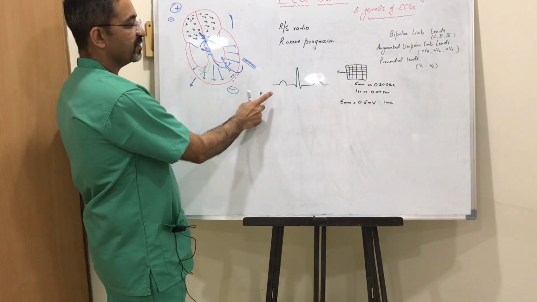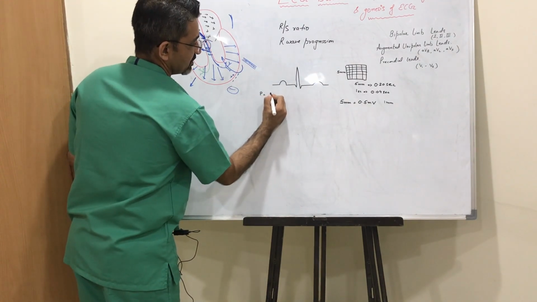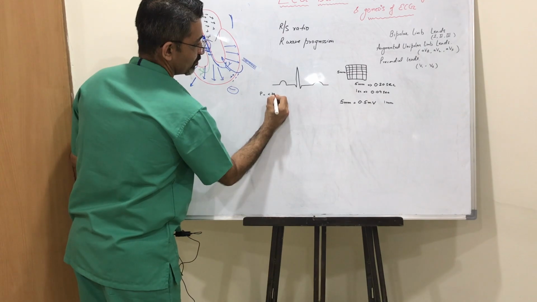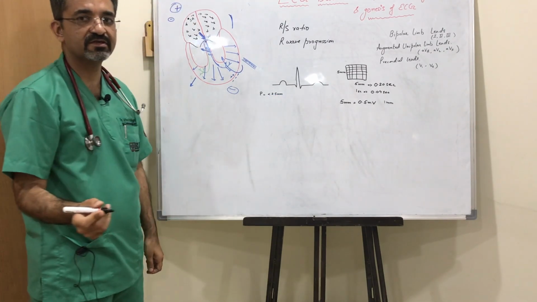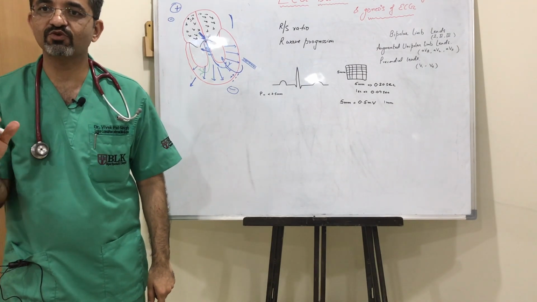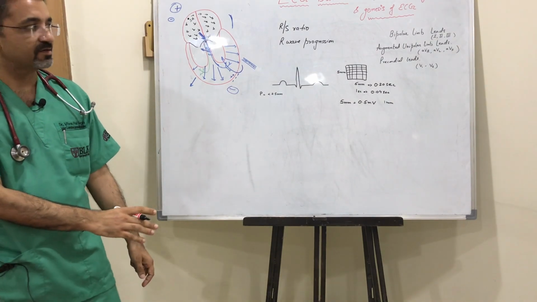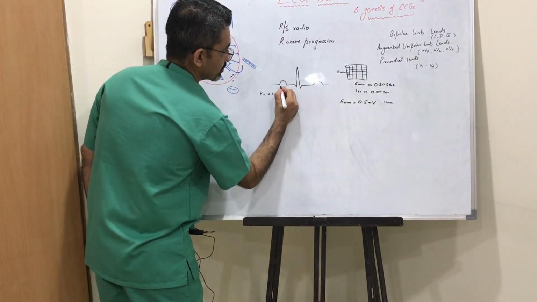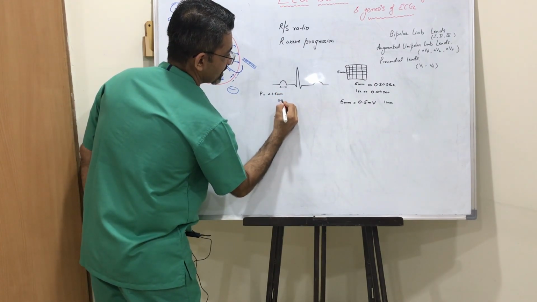When we talk of P wave, normally P wave height is less than 2.5 millimeter, usually 2 millimeter. It cannot be more than 2.5. If it is more than 2.5 millimeter, there is a pathology. We are not going into that. Similarly, the width of P wave is 0.11 seconds.